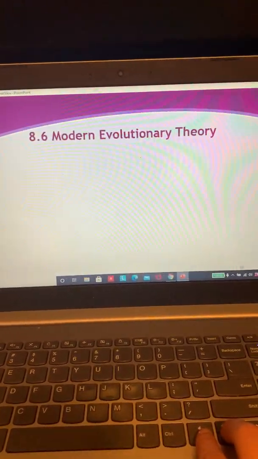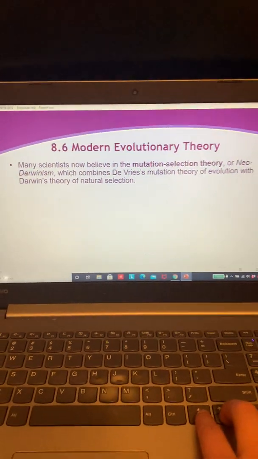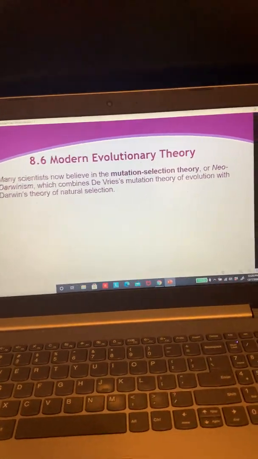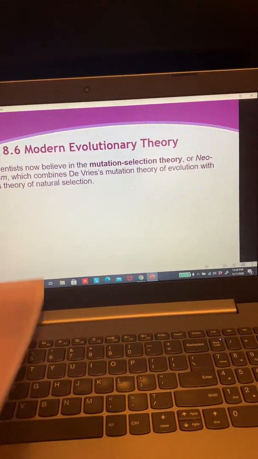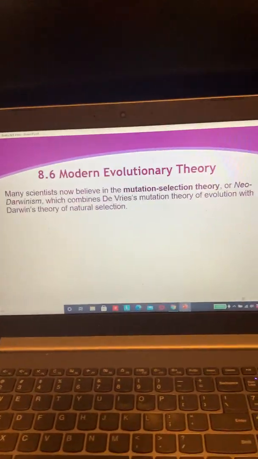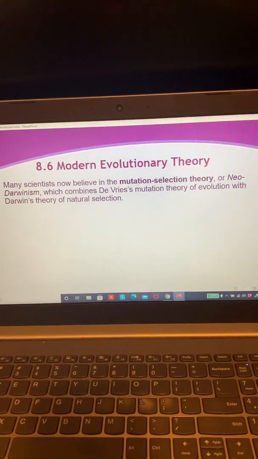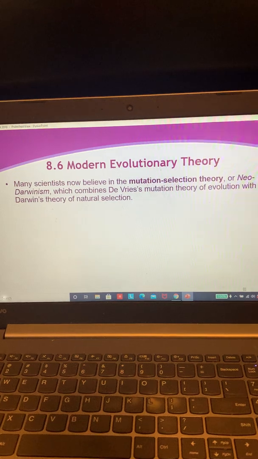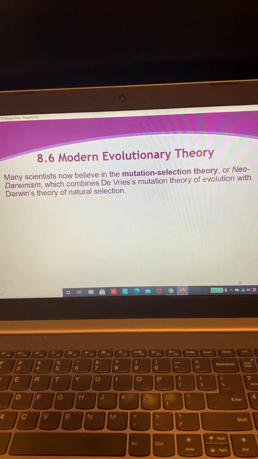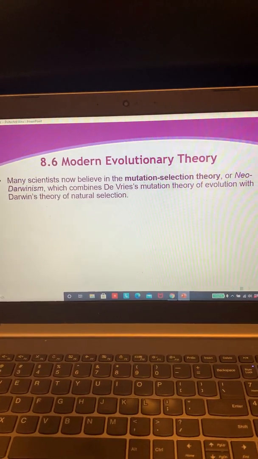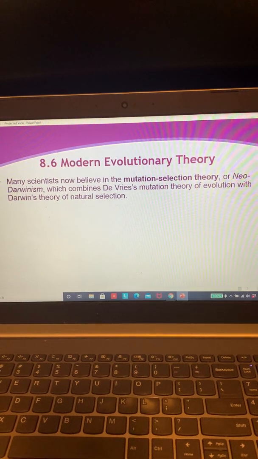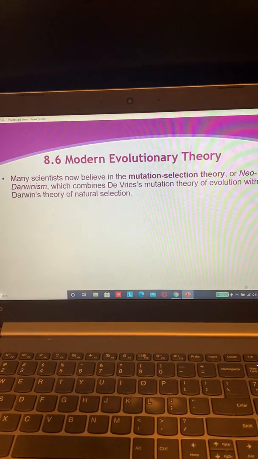The last thing we have to talk about is the modern evolutionary theory. They didn't actually accept De Vries' theory. Now scientists believe in the mutation selection theory. This is called neo-Darwinism. Neo is a word that means new. So this is a combination of De Vries' mutation theory and Darwin's theory of natural selection.